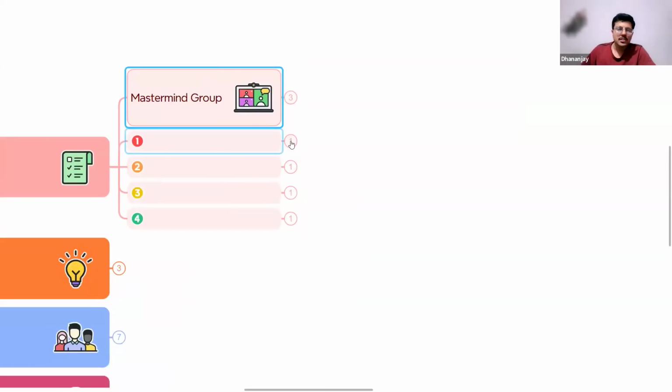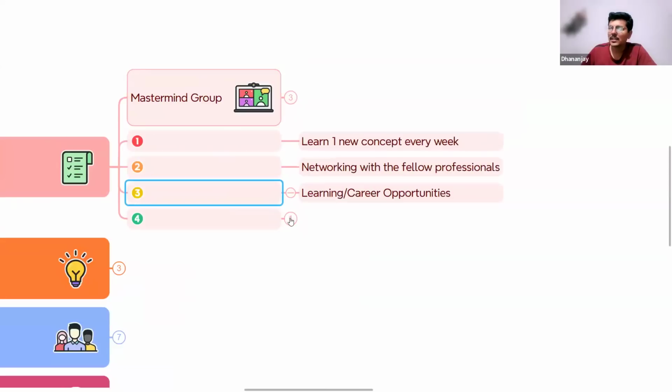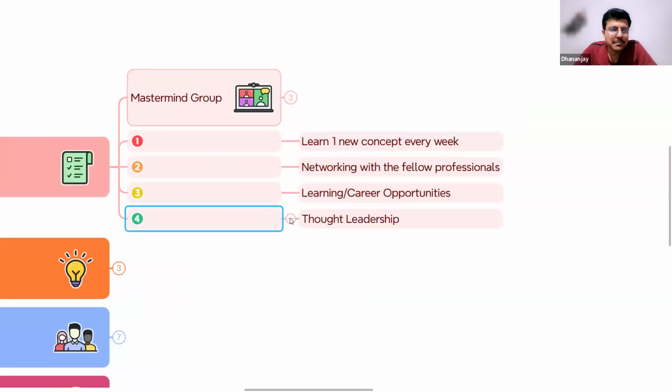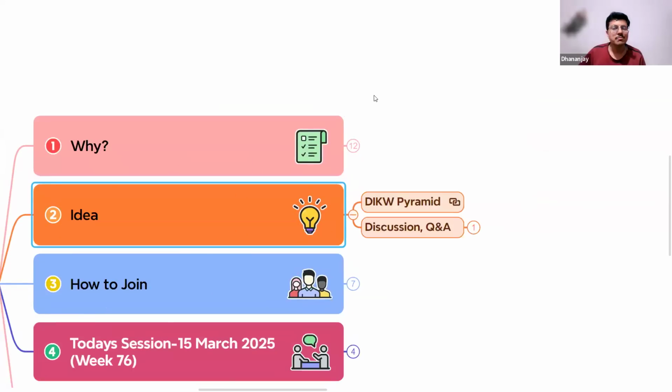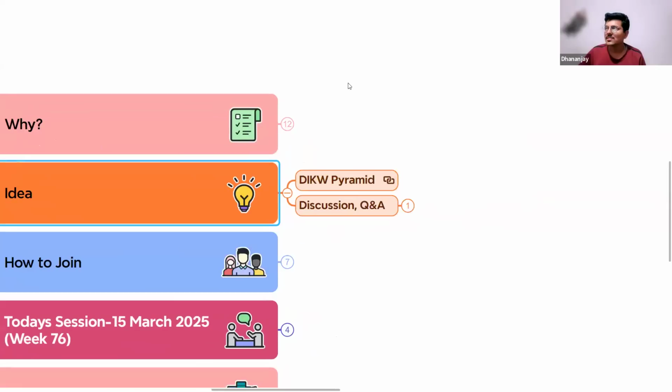This is a time investment from all of you, and I understand it is one of the most valuable commodities we all have. With these 60 minutes, you get to learn new concepts every week, network with fellow professionals, and learn about career opportunities and thought leadership. Of course, sustainability is going to grow in the future. So, how do we shape India and the world in sustainable development? That is something we would definitely like to explore through this session.